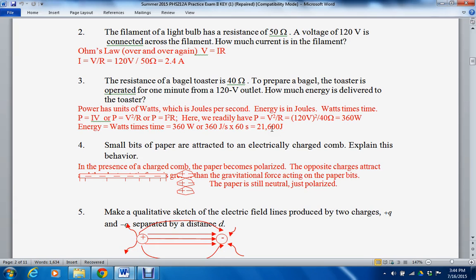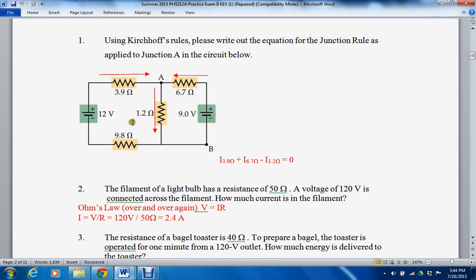Or I might ask you to do a loop rule, right? A loop rule is to go all the way around a loop and do the voltage rises and drops. So maybe I'd identify this loop here on the left, and you're going to start at the top of the 12 volt mountain, so 12 volts minus I 3.9 ohm times 3.9 ohm. That's another way of saying voltage, right? The current times the resistance, V equals IR. Minus I 1.2 ohm times the 1.2 ohm resistor, minus I 9.8 ohm times the 9.8 ohm resistor, would take us all the way back to the beginning. We'd have that loop on this side.